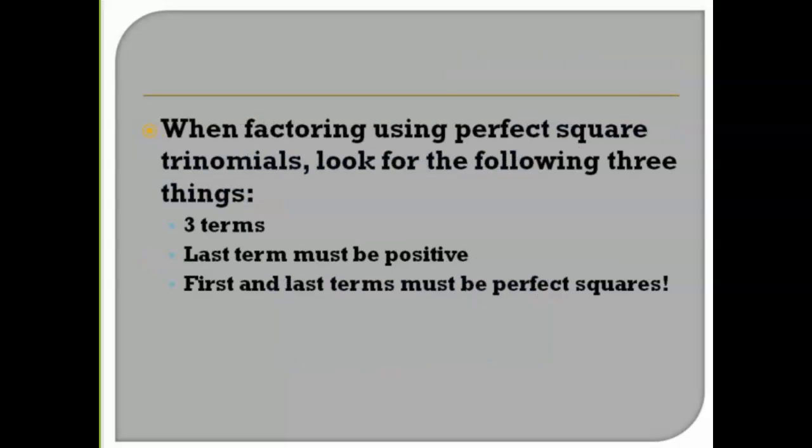Okay? So when factoring using perfect square trinomials, you are looking for the following three things. Three terms. The last term must be positive, and the first and last terms must be perfect squares.